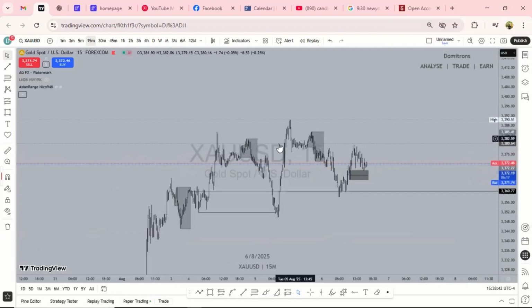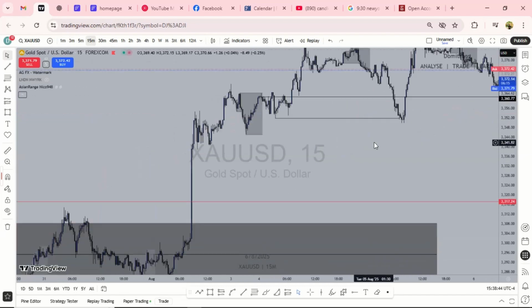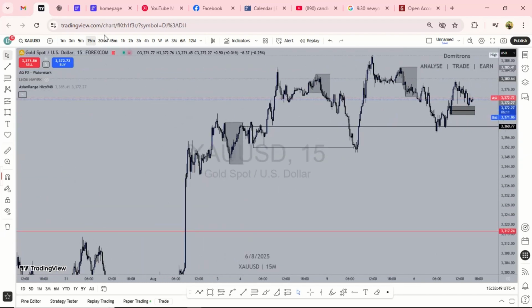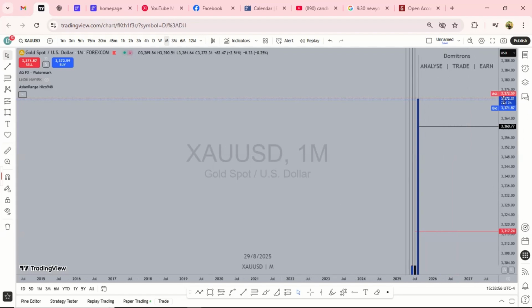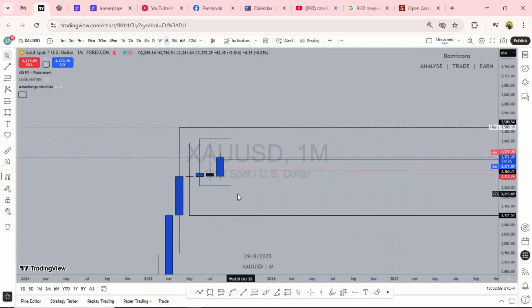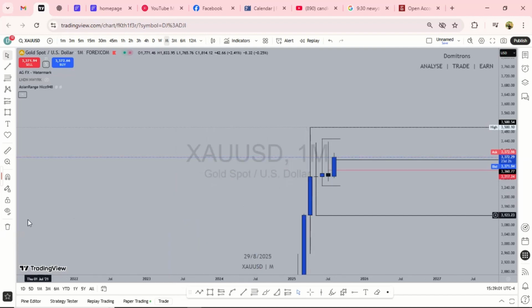Now I'm going to do the breakdown right now. Alright, so this is gold, and we will be going to the higher time frame. We already know that gold has been strongly bullish all this while. So what I will be looking forward to is a bullish market.